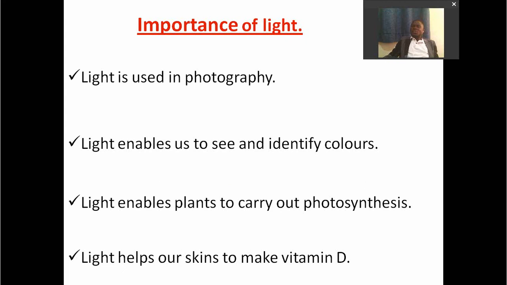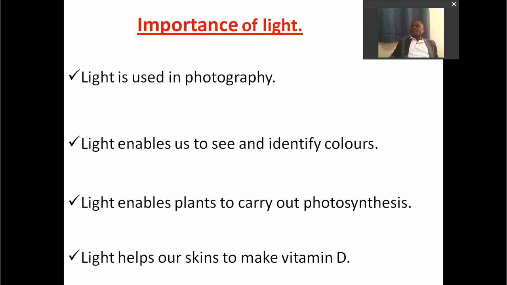Light helps our skins to make vitamin D. So our bodies have got a nutrient that they need, and that is vitamin D. Our bodies need vitamin D to be healthy. And if our bodies lack vitamin D, especially if we are children, then we are likely to suffer from a deficiency disease known as rickets.